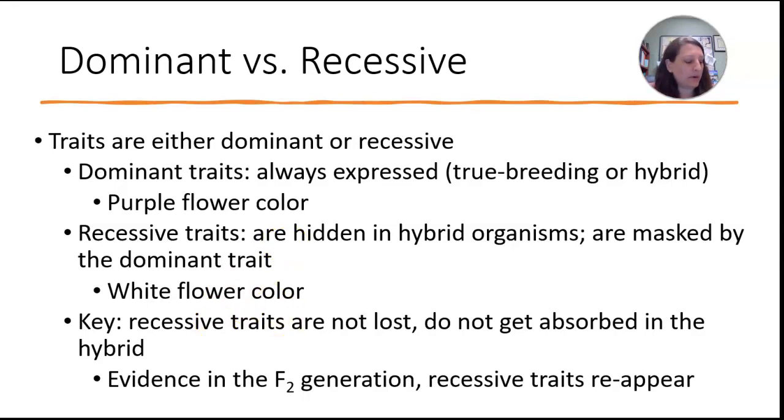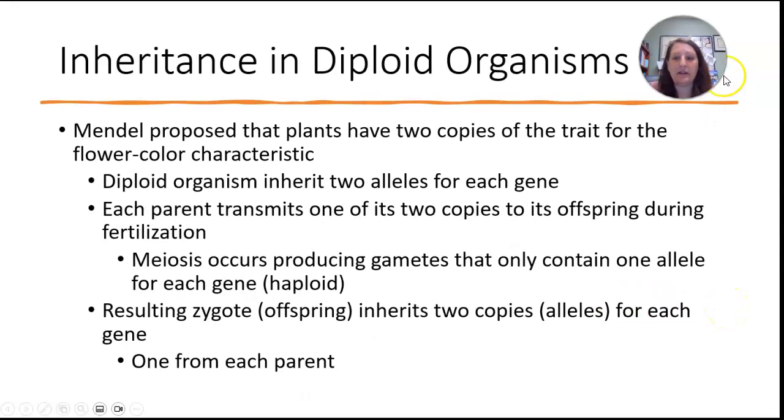The key to remember, as we saw in Mendel's cross with his pea plants, is that the recessive trait, so white flower color, isn't lost. It's not absorbed in the hybrid, because remember, in the F2 generation, it reappeared. So again, more evidence that the blending hypothesis is not true.